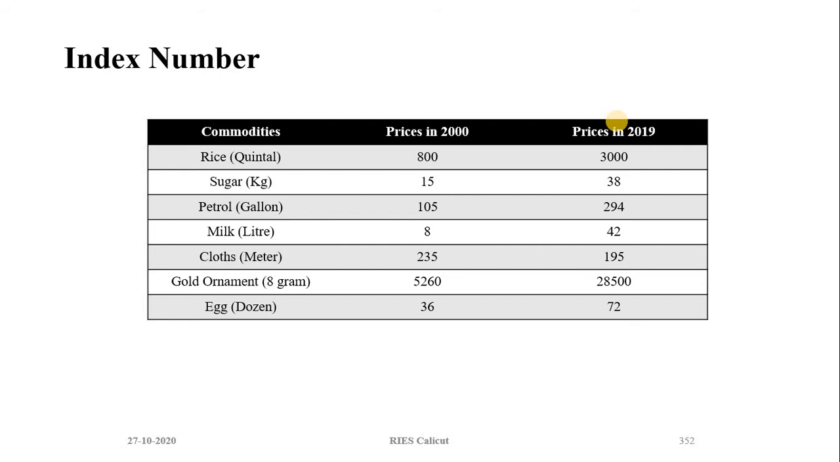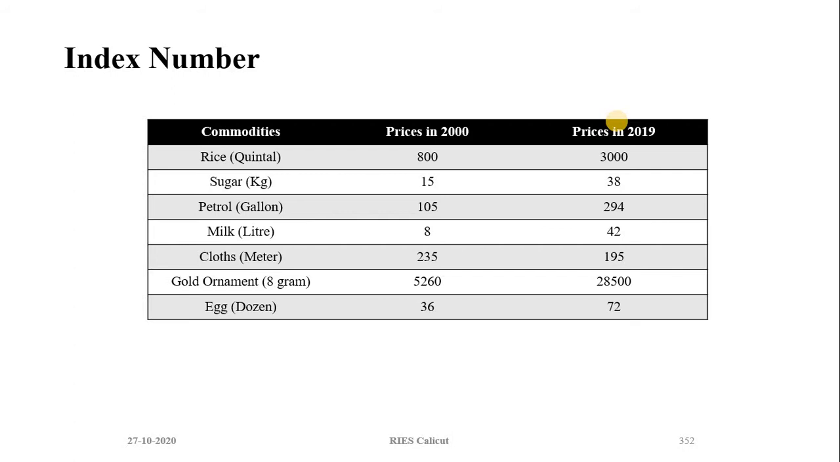But if you look at sugar, it was 15, now it is 38, only 2 point something times, well, 2.3 times. Similarly, petrol was 105, now it is 294, almost 2.5 times. But milk was 8, and it has increased by 5 times. And if you look at clothes, it was 235, but now it is 195. It has decreased, not by half, but only a marginal decrease has happened for the clothes.